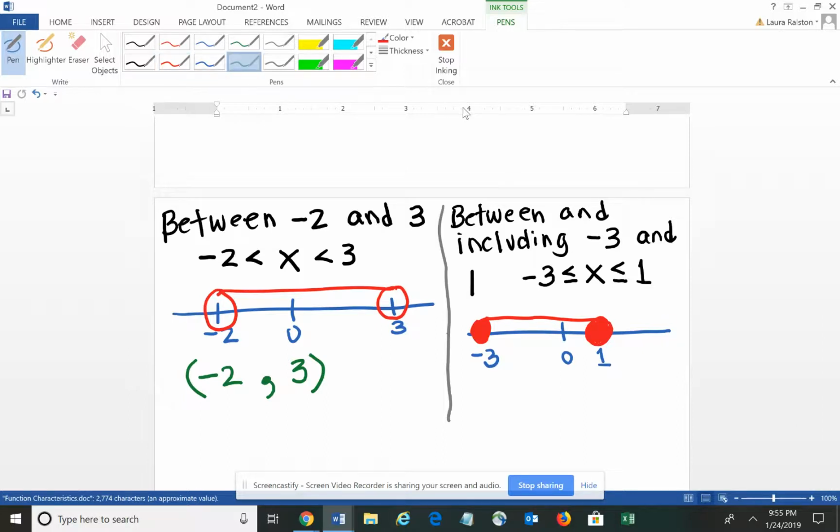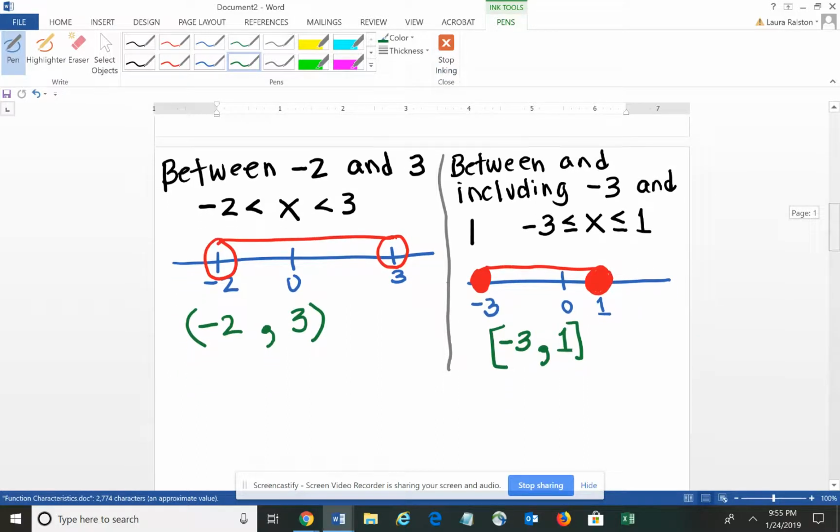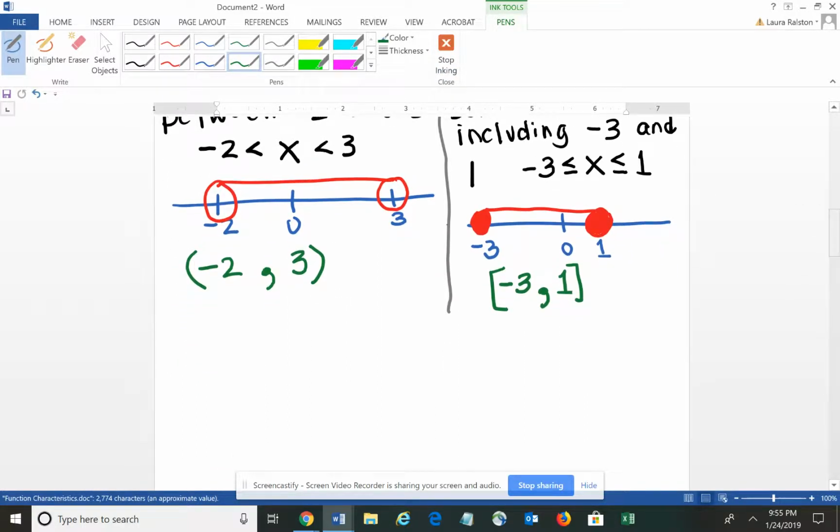So writing this as interval notation, again, we always work left to right. So we would start at -3, go to +1, and then we would have brackets on either end because the values are included or can be used.